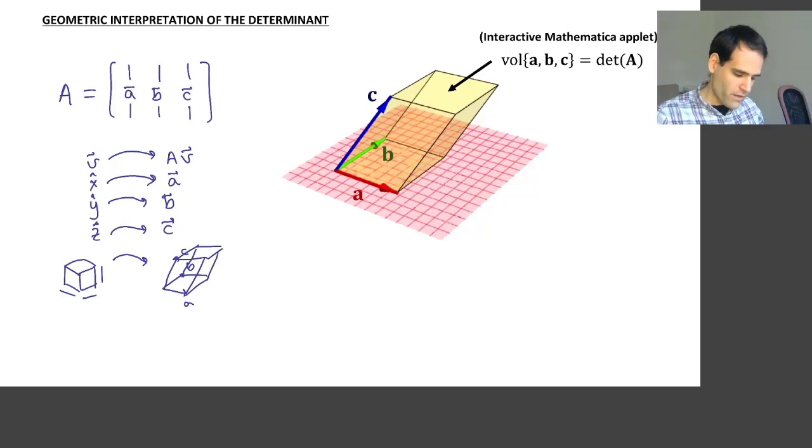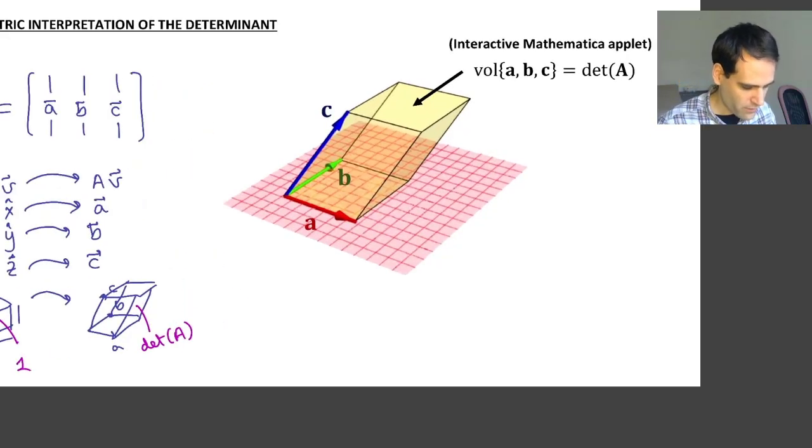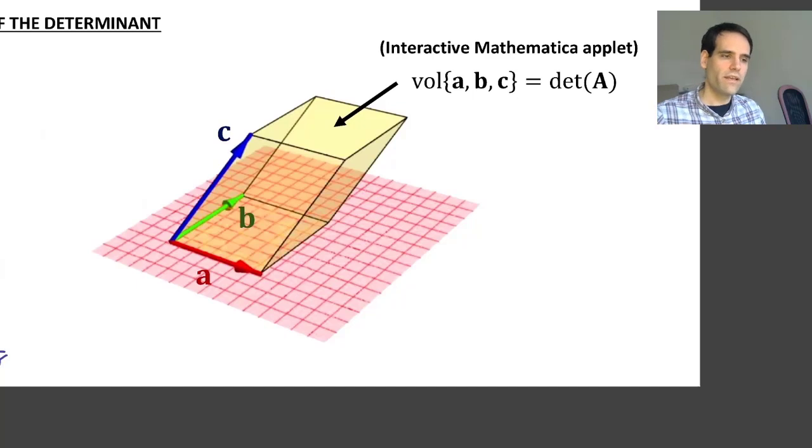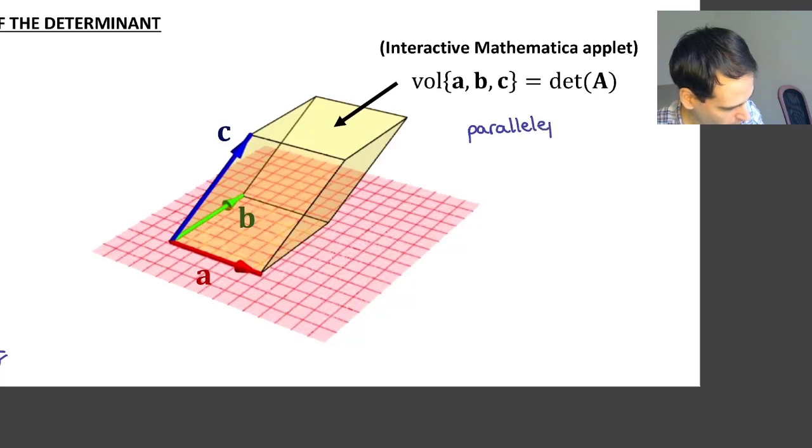And that volume, so since the volume of the initial square of sides 1 was 1, the volume of this parallelepiped would be the determinant of the matrix. Yes? And this is what I'm showing here on the right. So here I'm showing the 3 columns of the matrix, A, B, and C. And I'm saying that the volume of this parallelepiped, that's the name that this figure is given, is equal to the determinant of A.